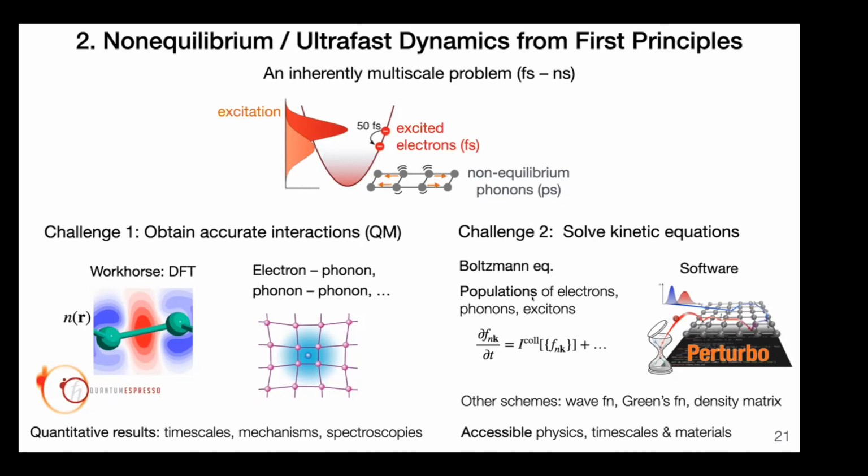In the public version, one can solve the time-dependent Boltzmann equation, so propagate the electronic populations in time using collisions that are computed from first principles. However, in the future, we will also release similar versions that address the time-dependent dynamics of phonons and excitons.